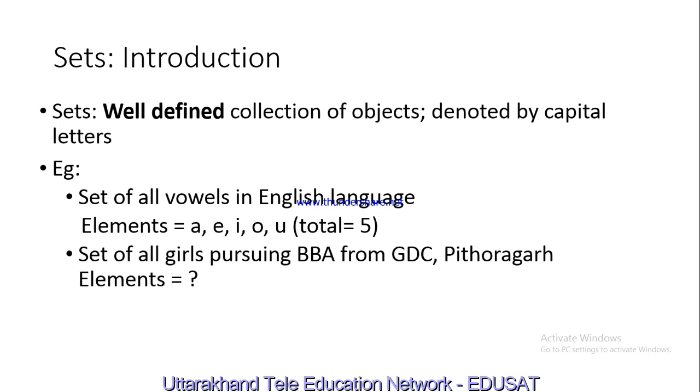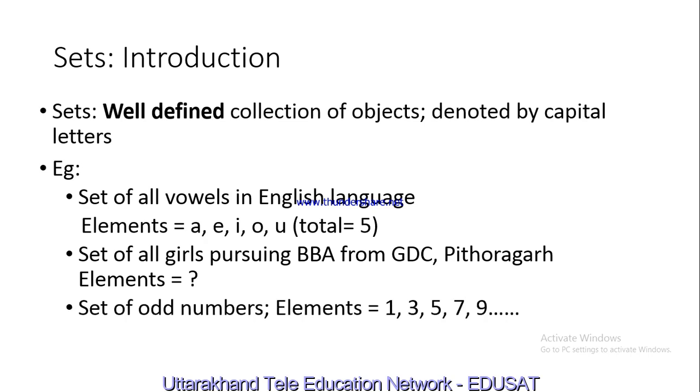Now again, let us take one more example. Set of all girls pursuing BBA from Government Degree College, Pithoragarh. So this is a set and a very well defined set. Why? Because everybody knows which all girls are pursuing BBA from Government Degree College, Pithoragarh. So there has to be no ambiguity while defining a set. Then only we can say that this set is very well defined. Now what will be the elements in this particular set? You can find out on your own, and you can also find out the number of these elements which will be part of this particular set.